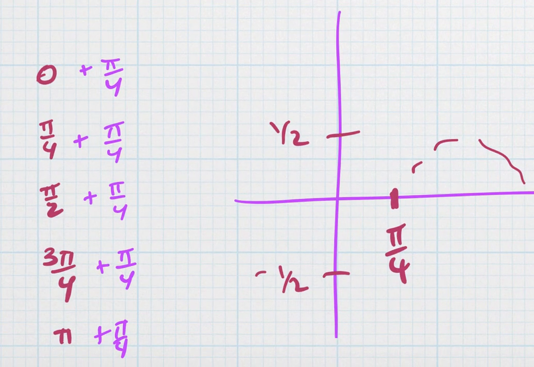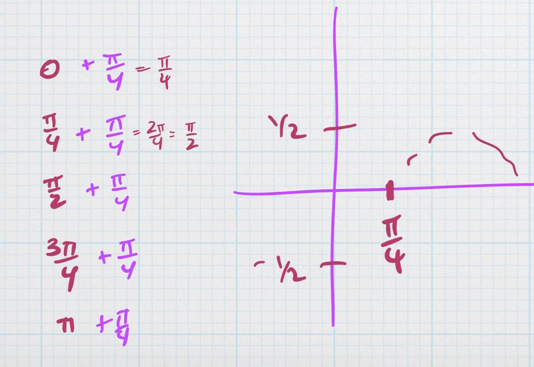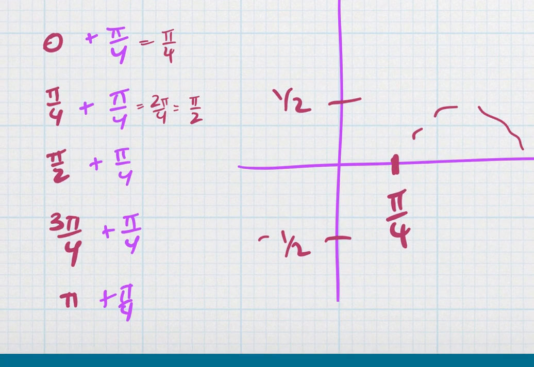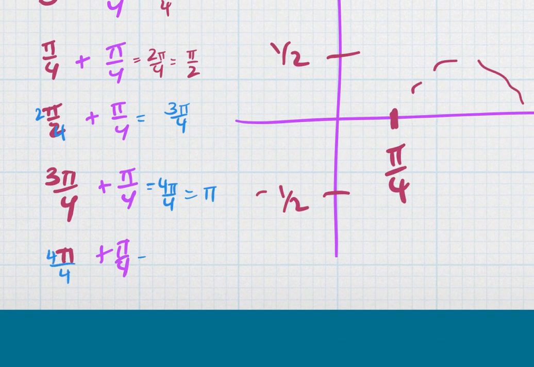Okay, so if I add 0 and pi over 4, I get pi over 4. If I add pi over 4 plus pi over 4, I get 2 pi over 4, which is pi over 2. If I get pi over 2 plus pi over 4, I have to change it so that pi over 2 becomes over 4. So this would be 2 pi over 4 plus pi over 4, or 3 pi over 4. 3 pi over 4 plus pi over 4 would be 4 pi over 4, which is pi. And then 4 pi over 4 plus pi over 4 would be 5 pi over 4.